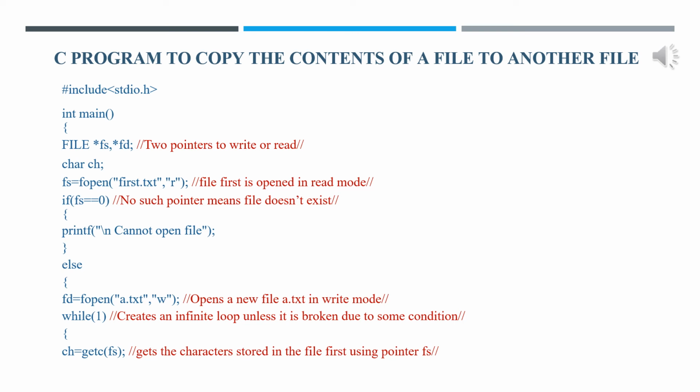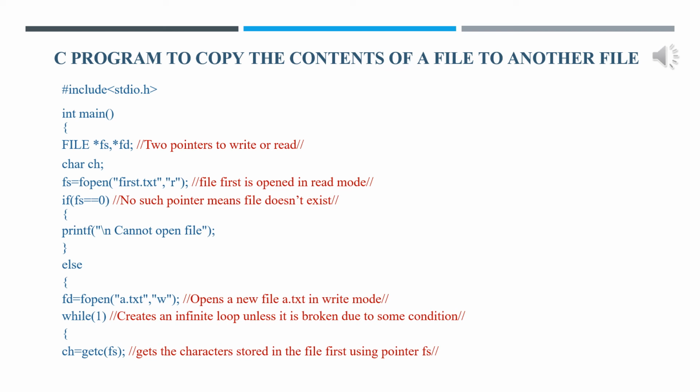So we know that we have already stored the student record in this file, so we are opening this file in the read mode. Now it says if fs equal to 0, means the pointer is not pointing to anything, that means there is no such file, so printf cannot open file. Else fd equal to fopen a.txt in write mode, so we are opening the next file a in write mode, so everything already present in that file will be cleared.